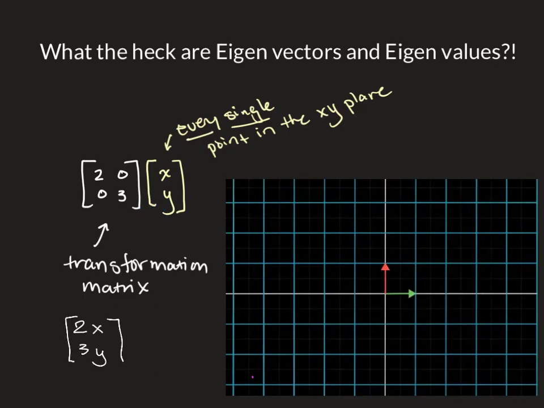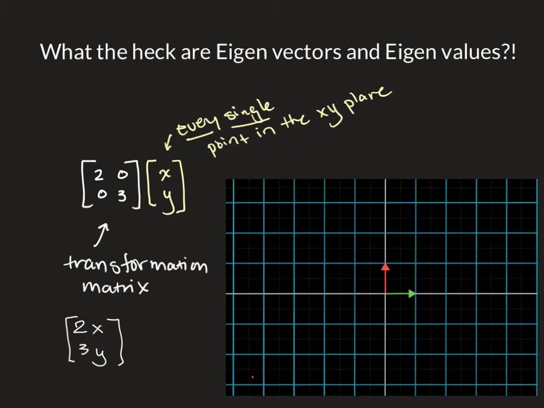So this matrix would stretch every point in the plane by a factor of 2 in the x direction and a factor of 3 in the y direction. And you could apply this to any point you want, right? That's why we've got the x and the y here, literally the entire thing.